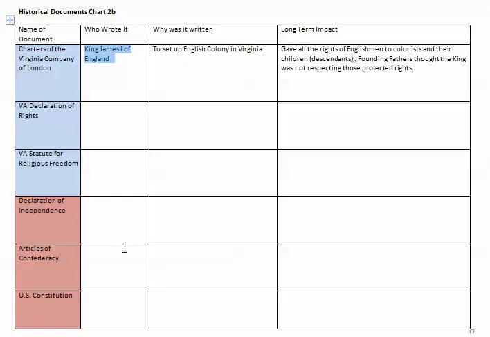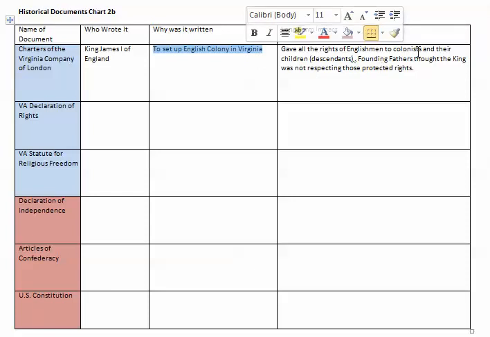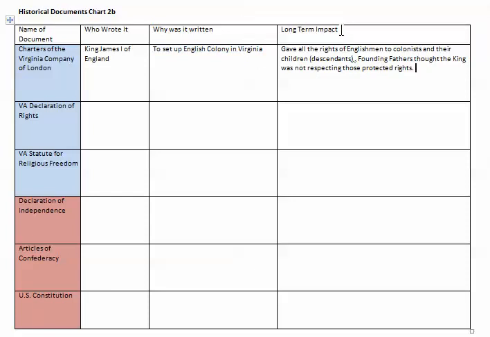And some of these, by the way, are going to be tricky because they were written by several people or a committee, a group of people, just, whatever the best information you have about who wrote each document. Why was the Charters of the Virginia Company of London written? And that was, of course, to set up an English colony in Virginia. And what was the long-term impact of that document? And I've got 2 here.